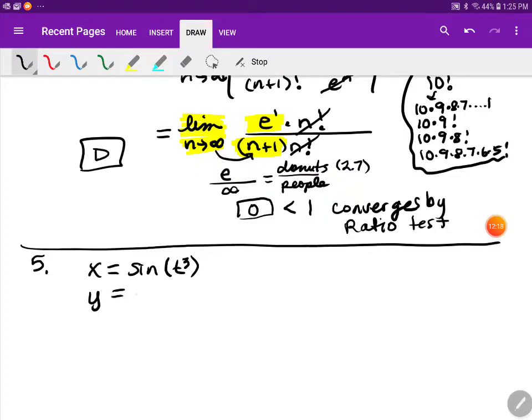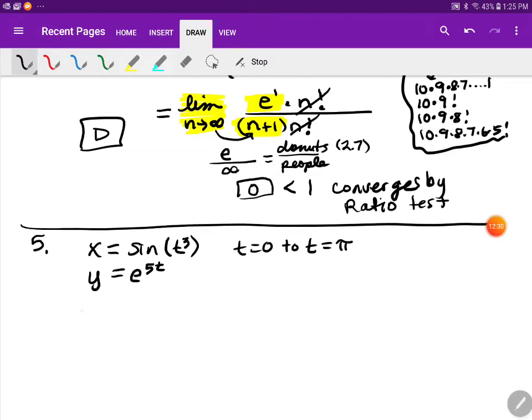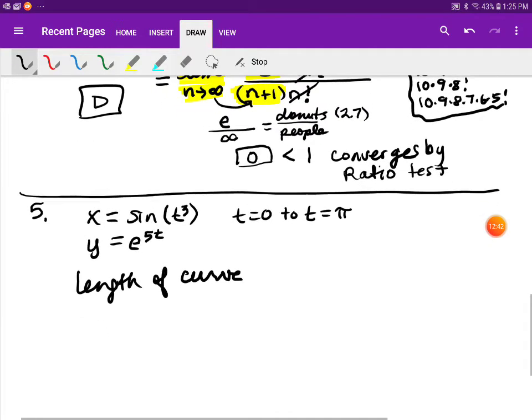e to the, looks like a 5t. And then I'm going from t equals 0 to t equals pi. So I don't have to graph it for arc length. Now this is length of the curve. This is one of the topics that has been, at this moment, removed from the 2020 test for BC. The only thing that's on it is AB plus some series topics.